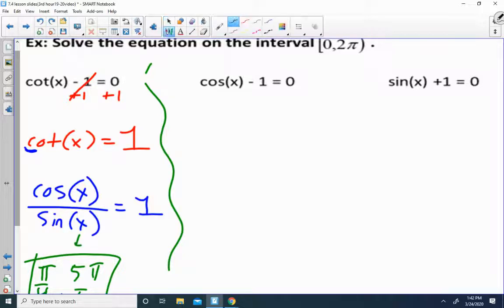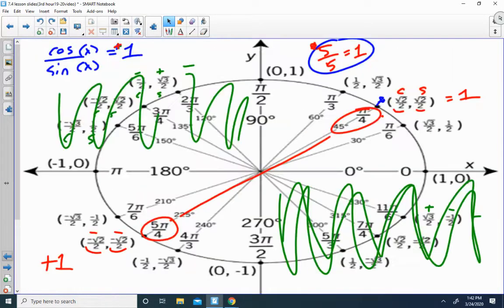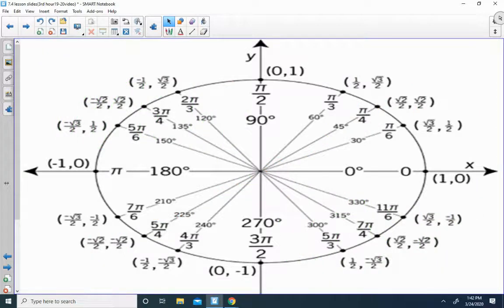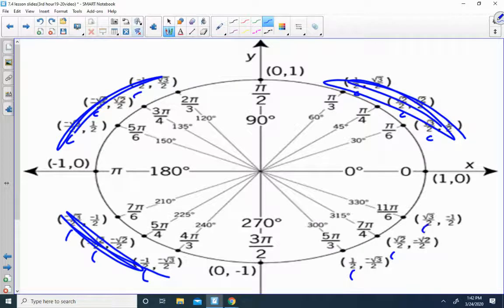For the second one, first get cosine by itself, so you'll add 1 to both sides. That'll give you cosine of x equals positive 1. So we need to go to the unit circle and figure out where cosine is equal to 1. Okay, so back to the unit circle. Now, if you look just at these angles, none of those for cosine is going to equal 1, so all those are out. Same thing here, that's all out. Same here, all those are out. There's nowhere here where cosine is equal to 1.